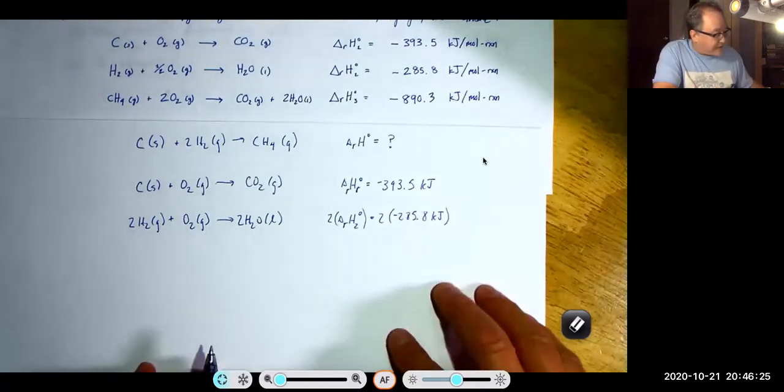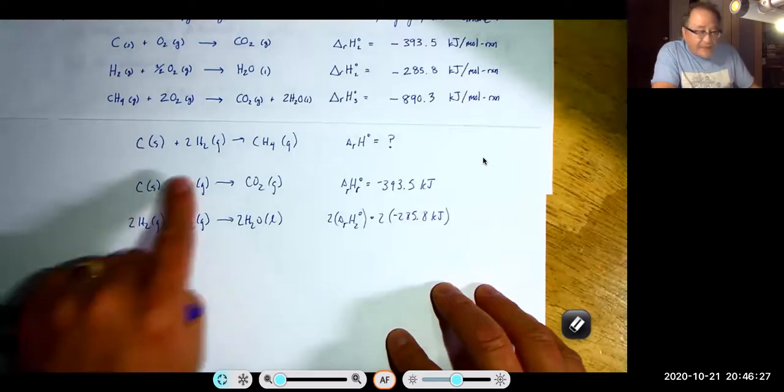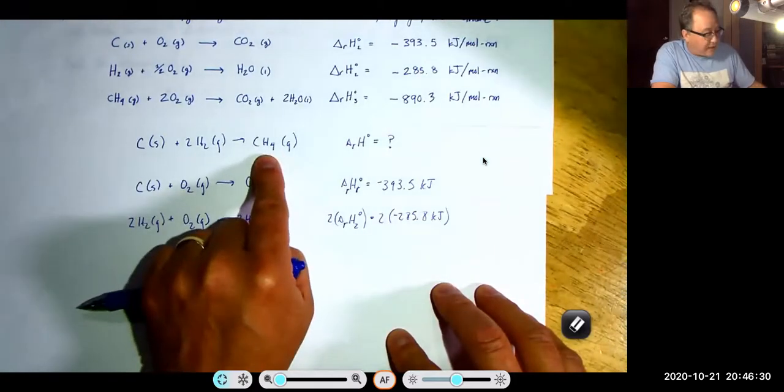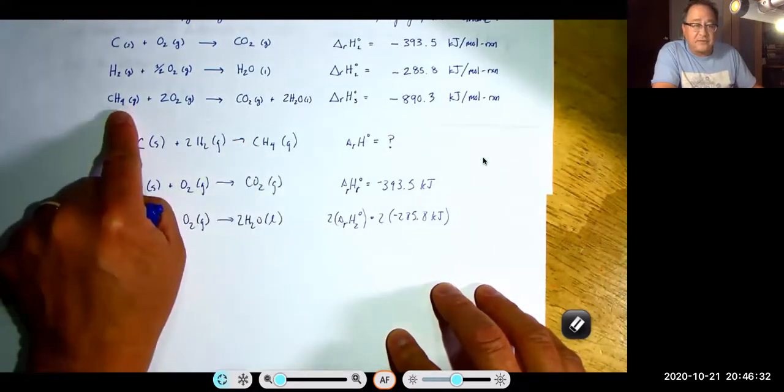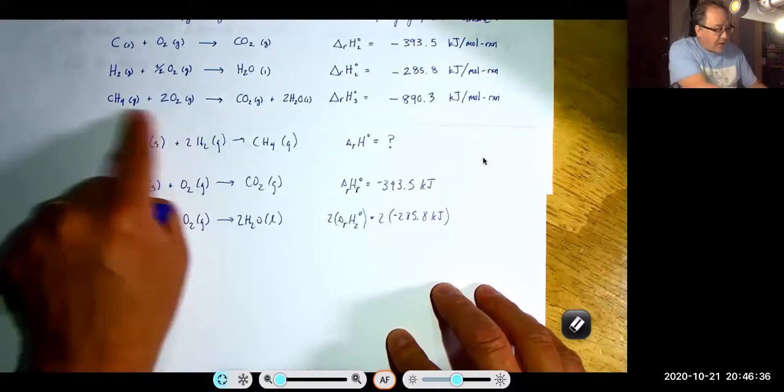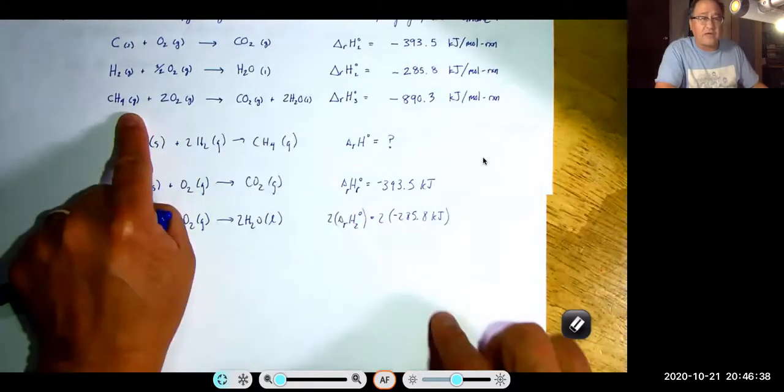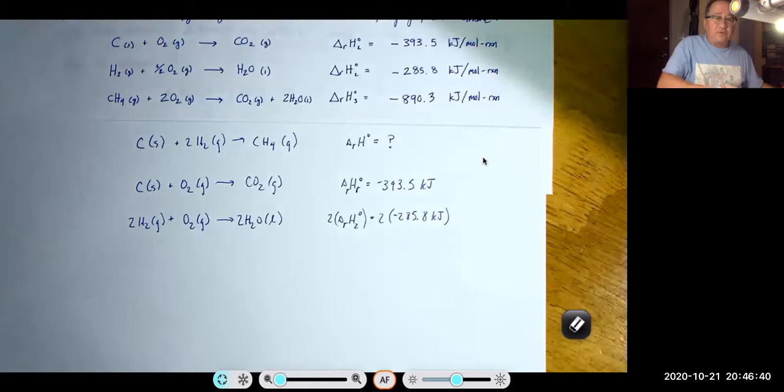Now you'll notice that to get this reaction here, we need CH4 as a product. And look at that third reaction. We do have CH4, but it's not a product. So how do I make CH4 a product? I write the reaction in reverse.